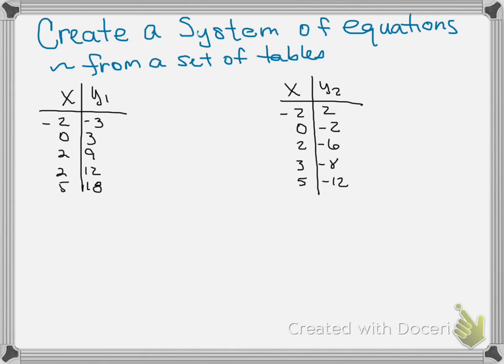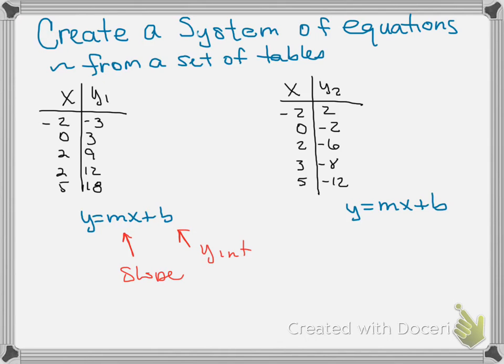I would like to change these tables into slope-intercept form. So I'm going to put these in y equals mx plus b form. We're going to do both of them, same thing. The first thing we need is the slope, and that's what m represents. So the slope is m, and the b is going to be my y-intercept. Remember, the y-intercept is when x equals 0.